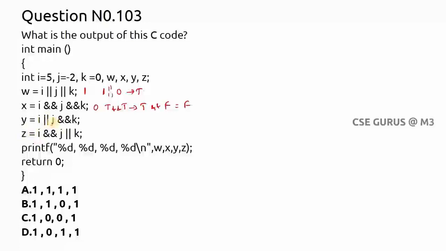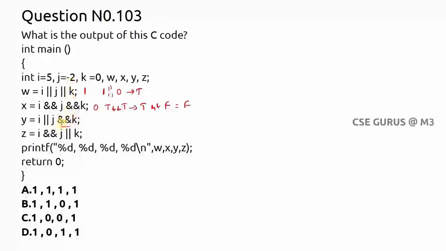What about this one? I double OR J and double AND K. Now we need to consider there are no same logical operators in this line. One is logical OR and one is logical AND. So now we need to remember which has the highest priority. Definitely J double AND K, that is, double AND is the highest priority. So first you do the operation of J double AND K.